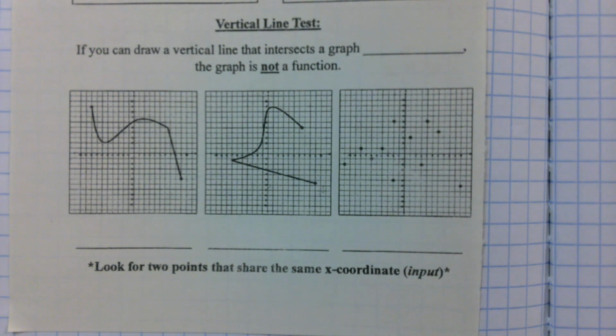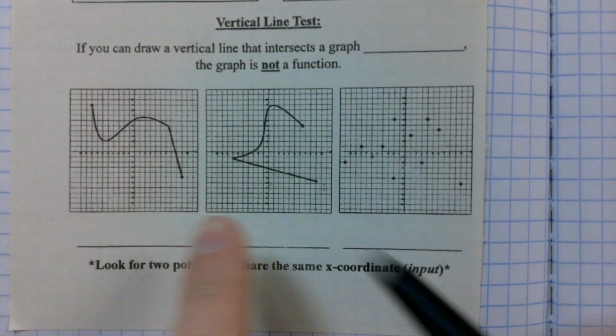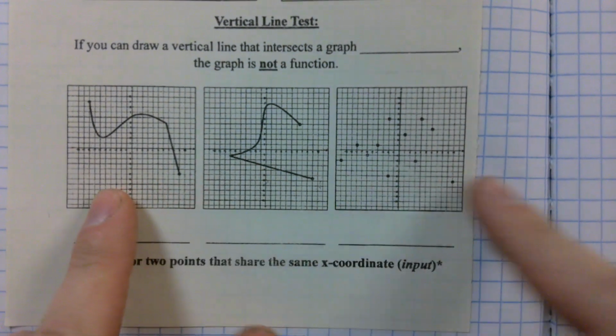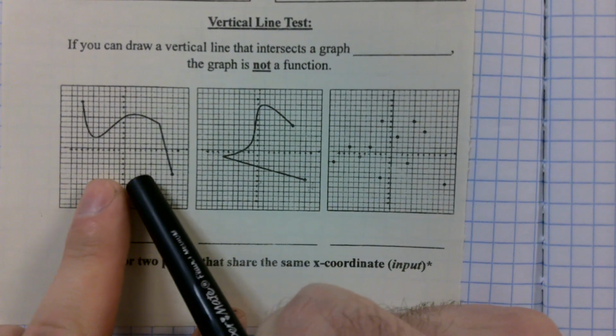Let's move away from mapping diagrams. Let's take a look at the vertical line test. Okay, the vertical line test. This is for if we have a graph. So we got 3 different graphs here. They're all a little funky looking. What type of graph do you see in this first one?